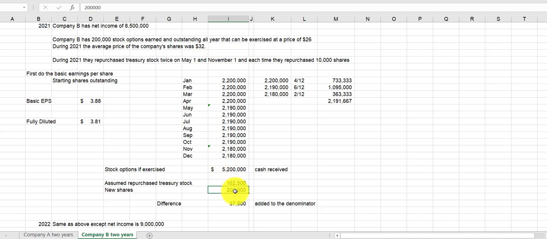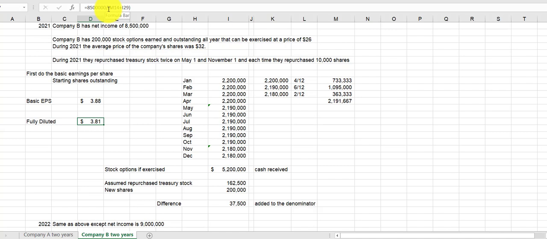Each option results in a new share. So what would happen is we would give out 200,000 new shares and buy back 162,500 shares. So the difference is 37,500. That is added to our denominator or our bottom number. So we take the 8.5 million, we divide by the original 2,191,667 plus the difference in the shares from the stock options.